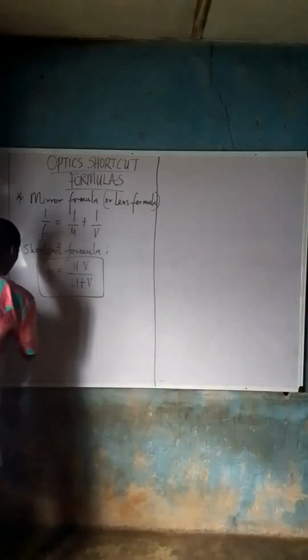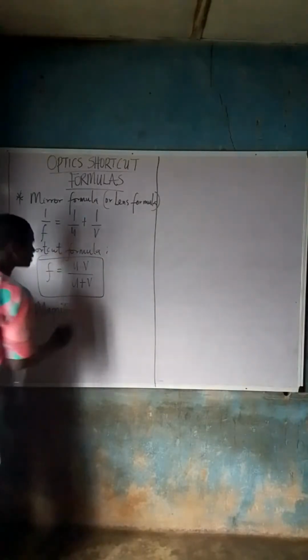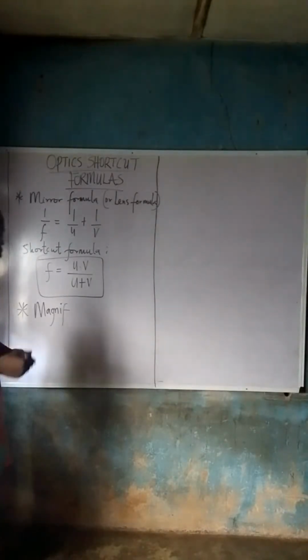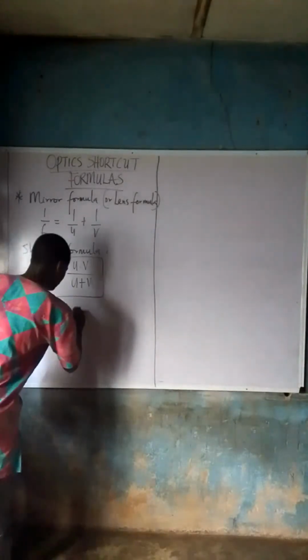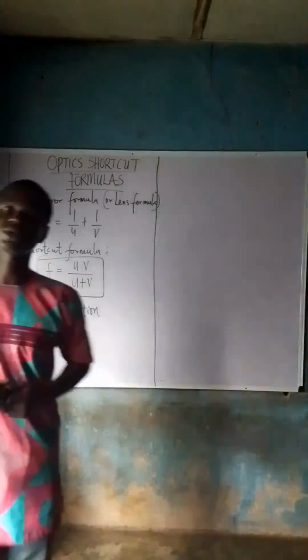Now, like we know, magnification has a number of formulas. We are basically revising optics formulas and taking note of the shortcut formula that goes with each of them. So to find magnification, what formula do we originally know as the formula for magnification?